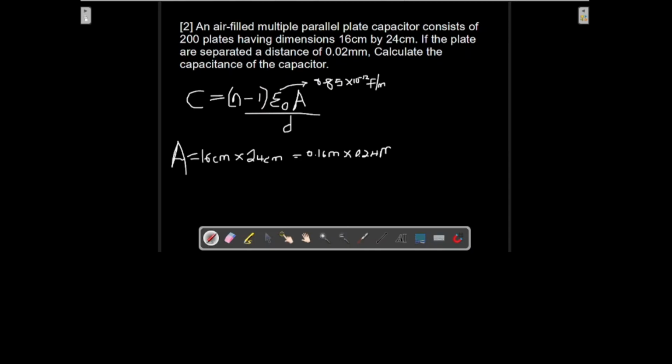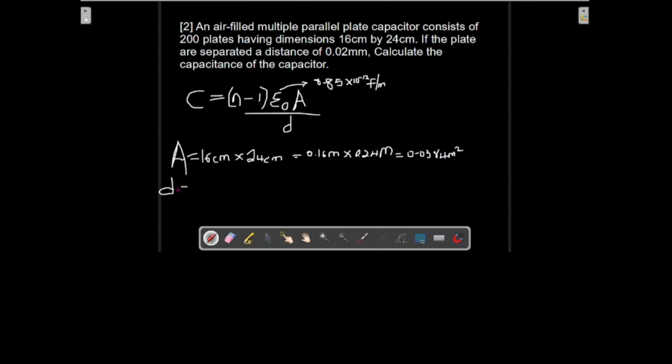Now, use your calculator, and you are supposed to get 0.0384 as the area. Now, what's our unit of area? That's meter squared. Now, what else? We have the distance.